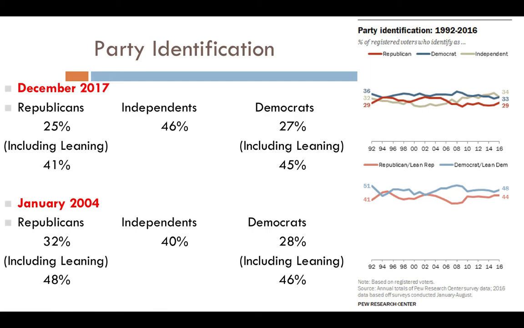Yes, people lean more Republican, 41%. Other people lean 45% Democrat. And so you do have those leanings, but staunch Republicans are only 25%. Staunch Democrats are only 27%. And that's changed since George W. Bush's presidency in 2004.